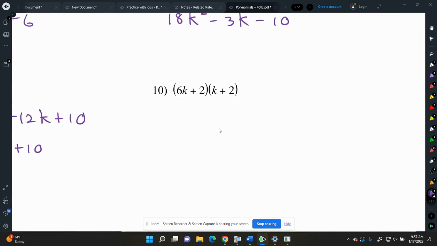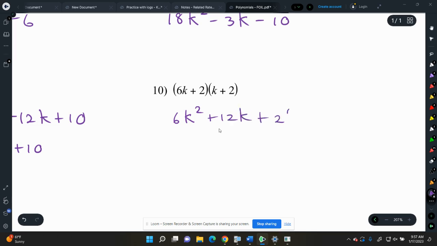Ronnie, how about the last one? 6k squared plus 12k plus 2k plus 4. Okay, so you get 6k squared plus 14k plus 4. Perfect.